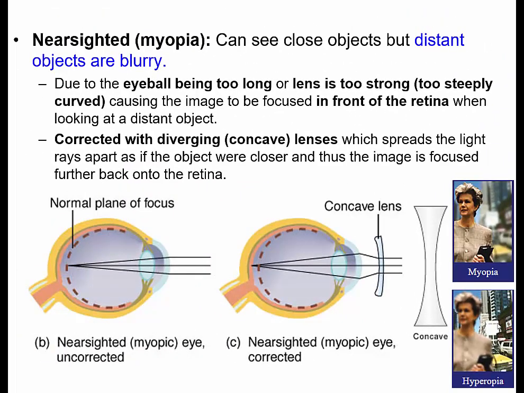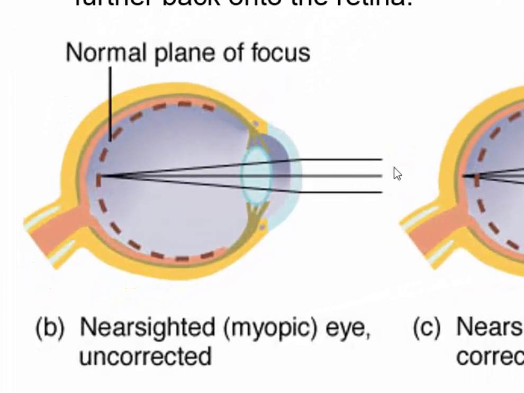The cause of myopia is either an eyeball that's too long or a lens that's too strong, too steeply curved, which is going to cause the image to be focused in front of the retina when looking at a distant object. So as you can see here, the light's coming in through the cornea, and the cornea is going to bend the light slightly, and then the lens is going to fine-tune that bending to put it right back onto the retina, which is shown here in orange.